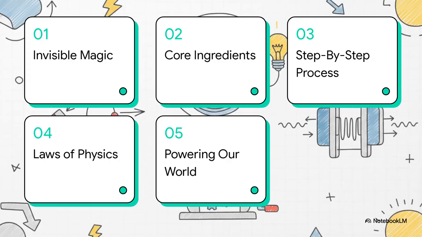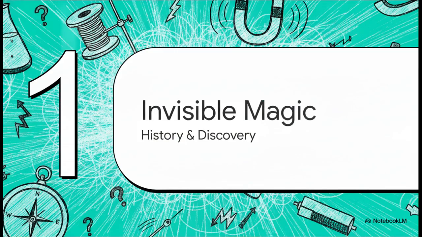So, here is our syllabus for today's explainer. 1. The invisible magic. 2. The core ingredients. 3. The step-by-step process. 4. The laws of physics. And 5. Powering the modern world. All right, let's jump right into section 1, the invisible magic.